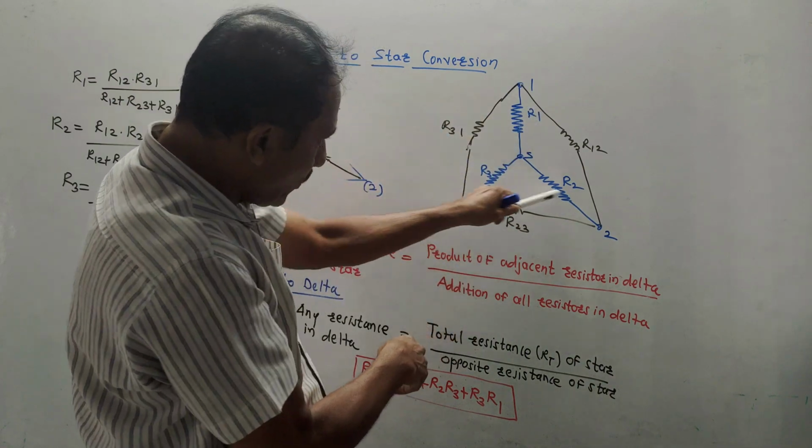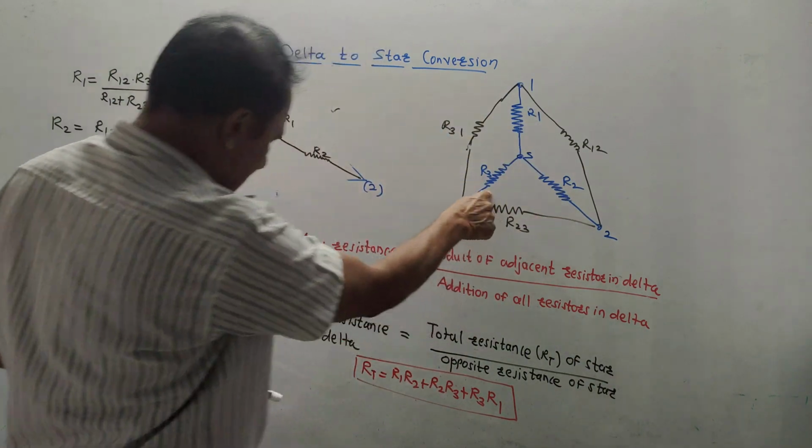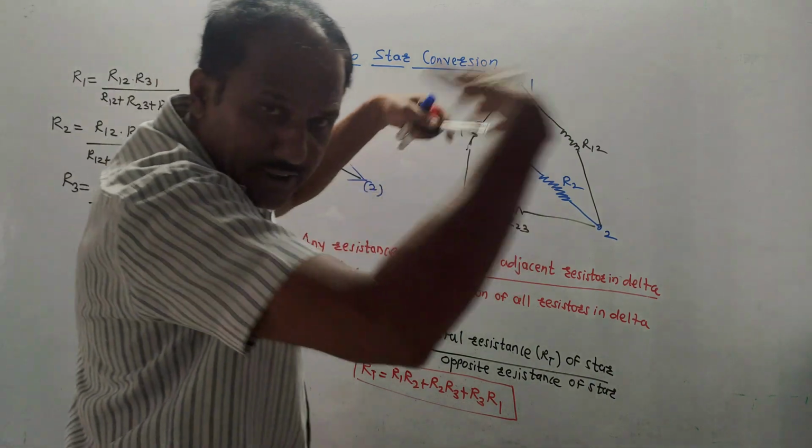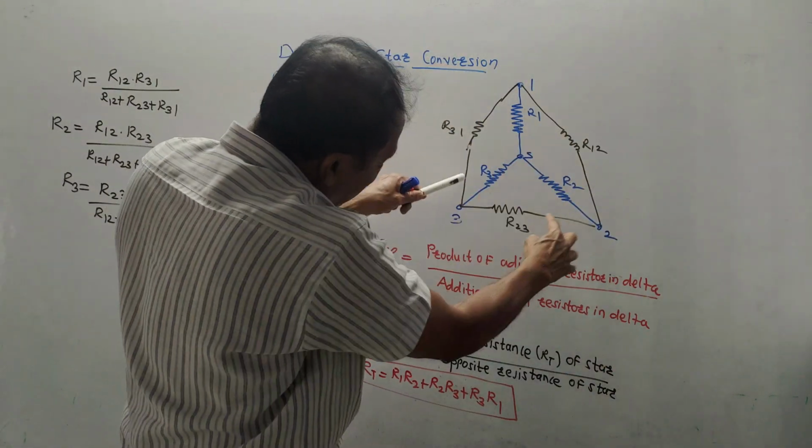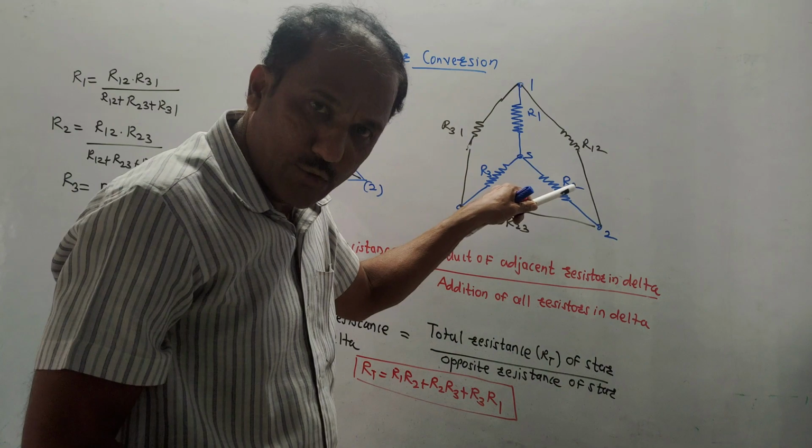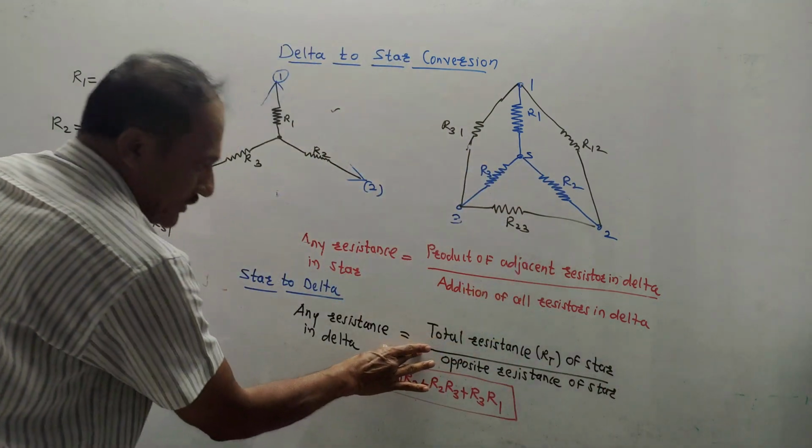So it is R1, R2, R3. R1, R2, R3 is the given star network. I have to convert it into delta. So outside this star, draw the delta network, which I have already drawn. Make use of this formula.